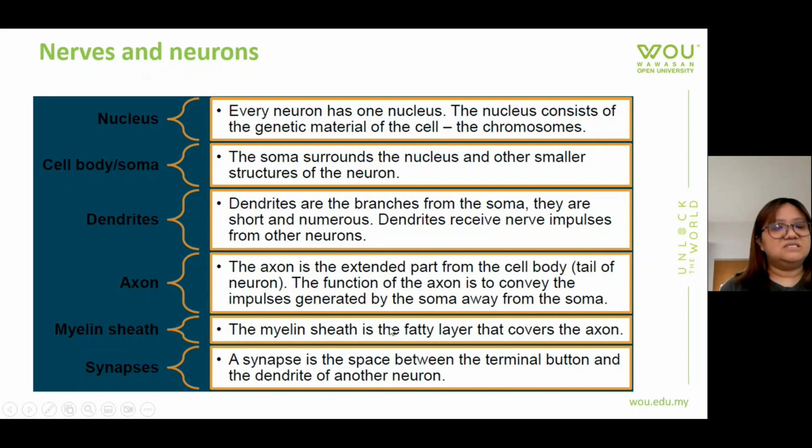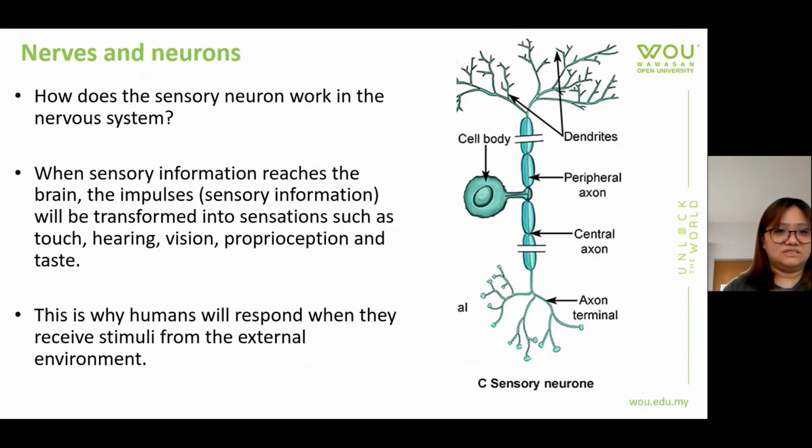So the very first, we will start with the sensory neuron. How does the sensory neuron work? You can see this is how the dendrites look like. We can see the cell body, which has the nucleus, we have the axon, and we have the axon terminal. This is where the synapse will be located.